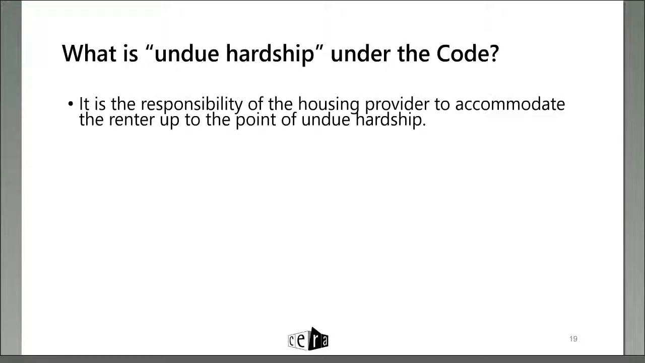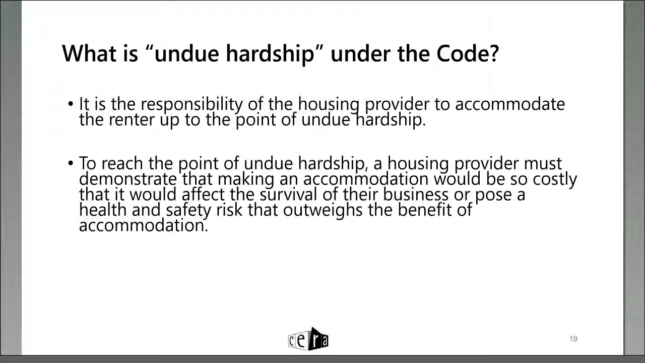Our next question is, what is undue hardship under the Ontario Human Rights Code? The Ontario Human Rights Code requires housing providers to accommodate renters with disabilities up to the point of undue hardship. In determining whether the point of undue hardship has been met, the Ontario Human Rights Tribunal will consider the cost of accommodation, including access to outside sources of funding and any health and safety concerns that exist.